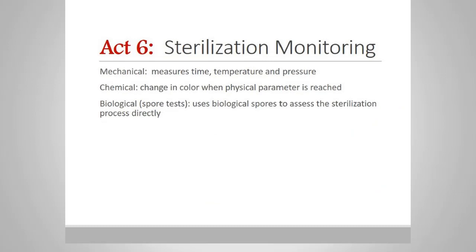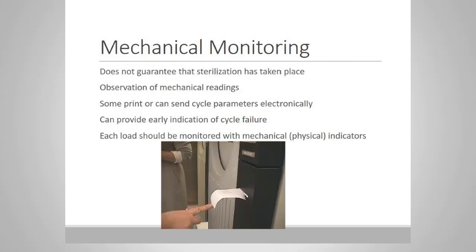Sterilization monitoring. There are three main ways to monitor sterilization: mechanical, chemical, and biological. Mechanical and chemical do not guarantee that sterility has occurred. They measure the parameters for sterilization and ensure that those parameters have been met. The only way to really guarantee that sterilization has occurred is by biological monitoring or spore tests. So let's look into each of these.